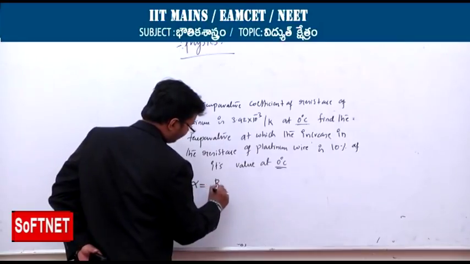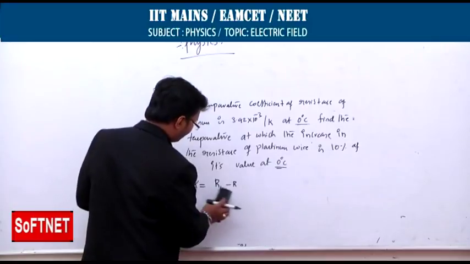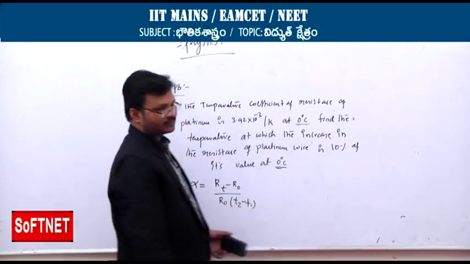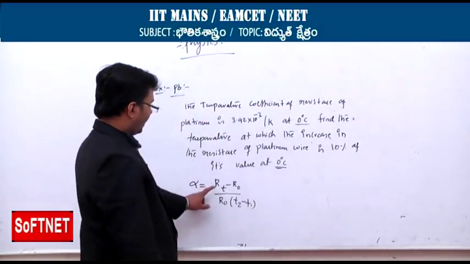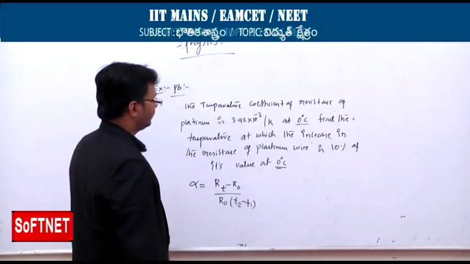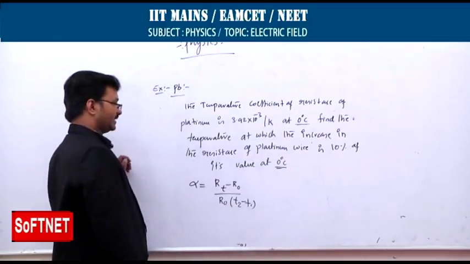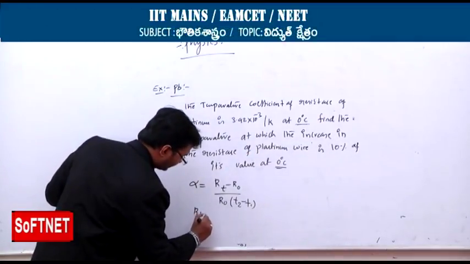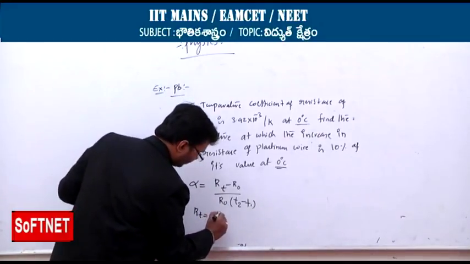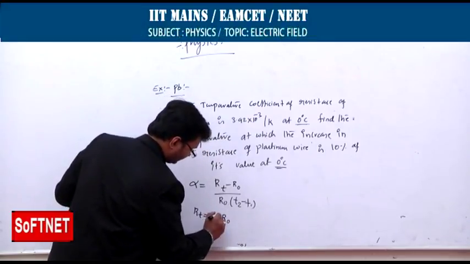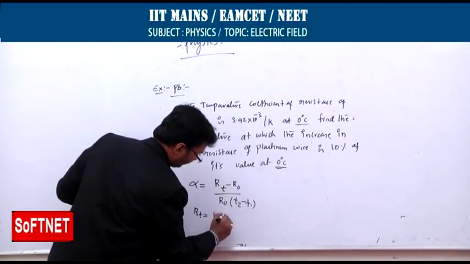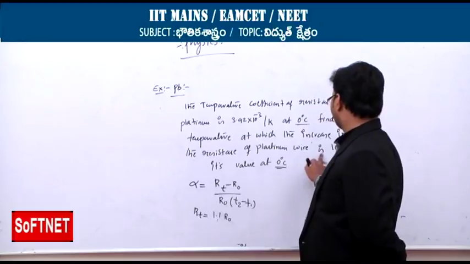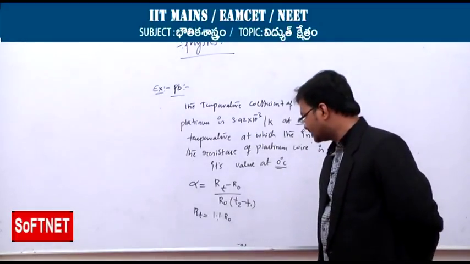We have the formula alpha is equal to (R100 minus R0), otherwise (RT minus R0) by R0 of (T2 minus T1). Here substitute RT, what they are giving: 10% of its value at 0 degree. 0 degree is R0, so the resistance of platinum wire increases by 10%. So RT will become 10% more than R0, that is 1.1 of R0. Then RT is equal to 1.1 of R0.